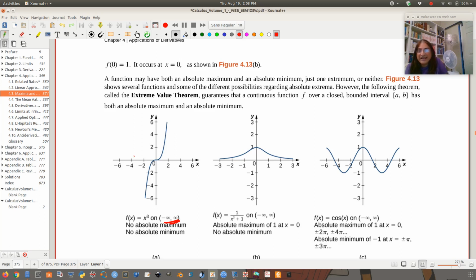However, if you take any fixed closed bounded interval like this, then the function will have a maximum and a minimum at the ends of the interval, but not on R or on open intervals. Now here it has an absolute maximum of 1 at x equal to 0, but no absolute minimum. Here it achieves its absolute maximum value of 1 and absolute minimum value of -1, and it achieves them at many different points, infinitely many points.